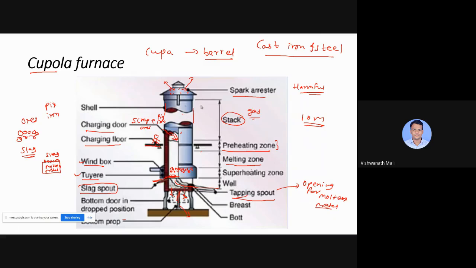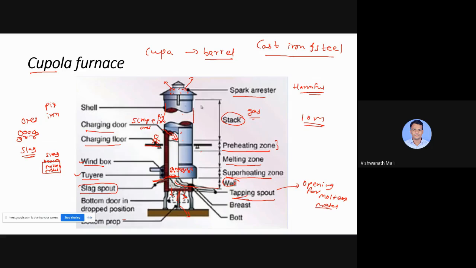And as we have discussed, we need a higher temperature, which we get in the superheating zone. Okay, so this is the superheating zone, and after the superheating zone, it will get melted and collected into the well, and from that well, with the help of tapping, we get this molten metal. Okay, so this is the working of our cupola furnace. So the advantage of this is it is simple to operate. Once we have constructed this cupola furnace, we just charge it, and at the bottom we will get the molten metal.